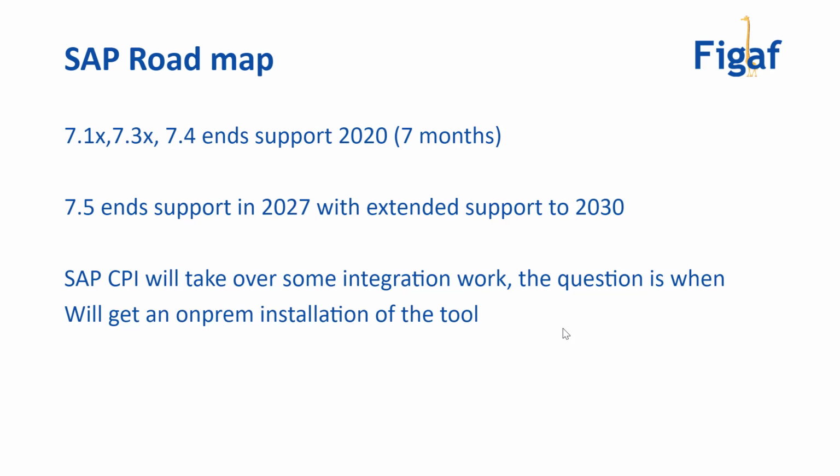Last time I hosted this was in January. The roadmap was a little different because we were expecting that 7.5 ended support in 2024. Now it's in 2027. There's not going to be a new PI release, and you can get extended support until 2030. The thing that still stands is that everything but 7.5 will end support in 2020, so in 2021 it will not be supported.